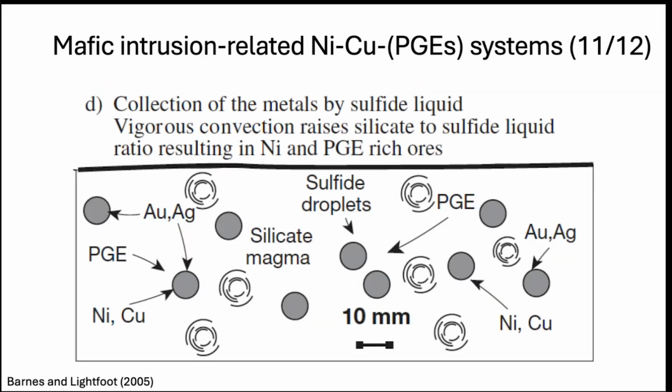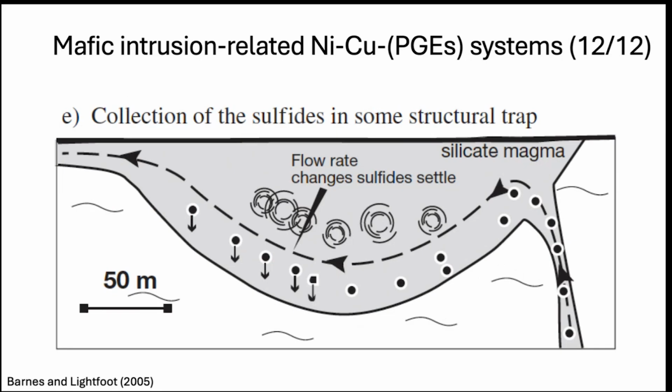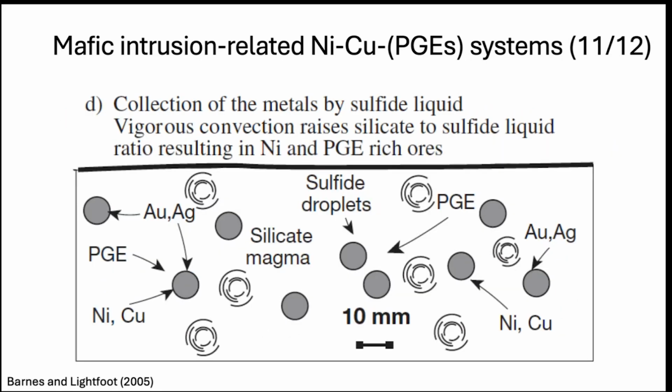So then we need to collect the metals in our sulfide liquid. The swirly symbols represent convection within the partial melt, and the gray dots represent our sulfide droplets, and those sulfide droplets accumulate nickel, copper, gold, silver, PGEs from the melt. So the more melt we can flush through the system, the more enriched those sulfide droplets will become in those metals.